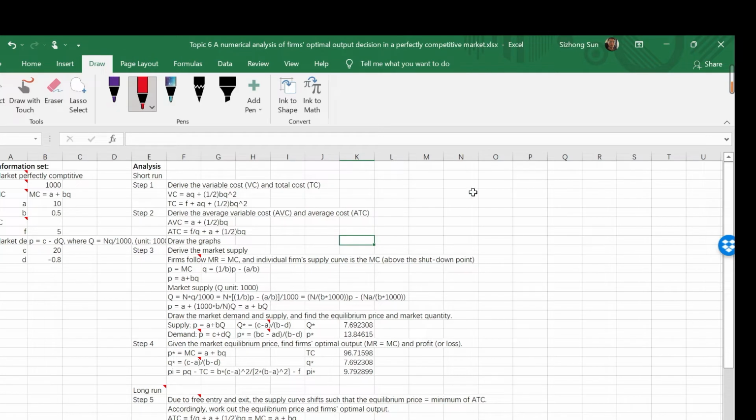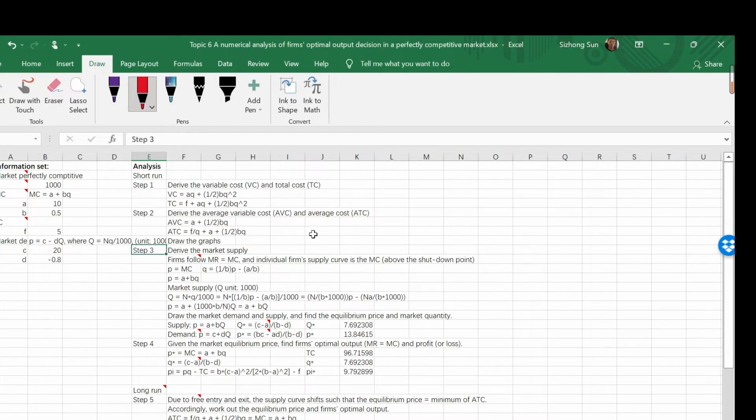Then we can derive the average variable cost and the average total cost. Average variable cost is variable cost divided by Q. So it's AQ plus 1/2 BQ squared divided by Q, and we get A plus 1/2 BQ. Similarly for the average total cost. Using this information, we can draw the graphs of average variable cost, average total cost, and marginal cost. I'll draw it later. So that's step 2.